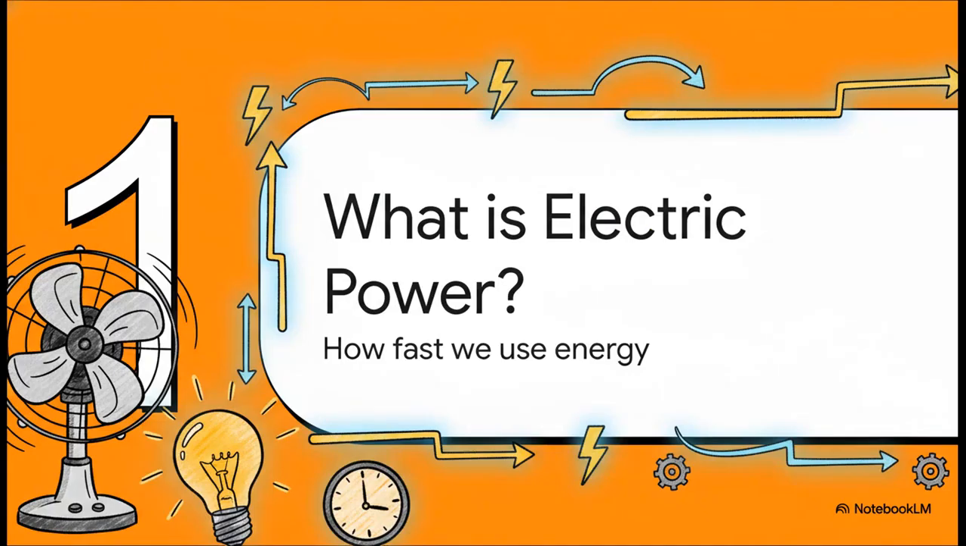Okay, so let's think about all the electrical appliances we use at home. You know, the fan, the television, your mobile phone charger. You already know that they all consume electrical energy to work. But have you ever thought about whether they all use energy at the same speed? An air conditioner, for example, uses up energy much faster than a tiny night bulb. So the question is, how do we measure this rate, the speed at which they use energy?